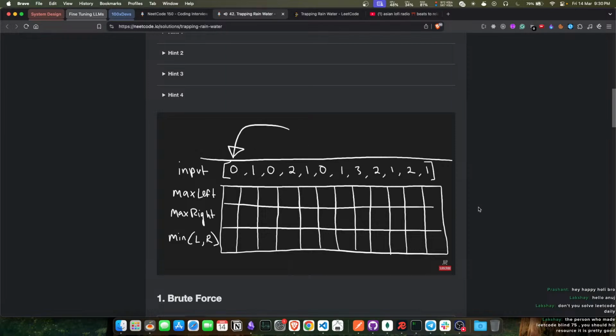For every single position, to know how much water we can trap at index i, we need to know the max left and right height of every single position. So for this position, the max on the left is going to be 2 right over here, and the max on the right is going to be 3 right over here.